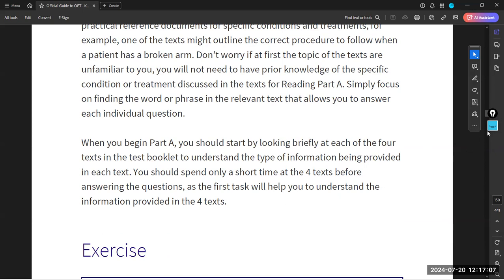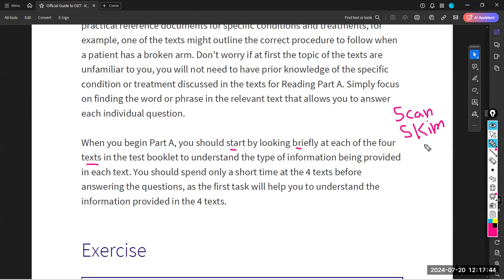Now, when you start solving part A, you should start by looking briefly at each of the 4 texts. Please, there is something you have to know, Joel, in reading. We have 2 skills we have to apply in the reading module. We have scan and we have skim. These 2 skills are extremely important to save your time and to answer the 42 questions in the final exam. If you want to ask me about the meaning, to skim is to read fast just to get the main idea of the passage.